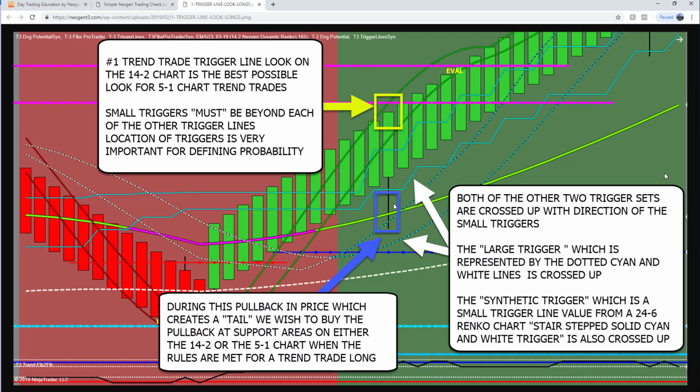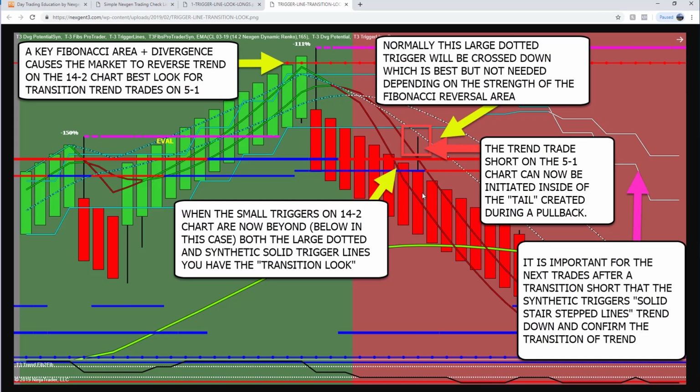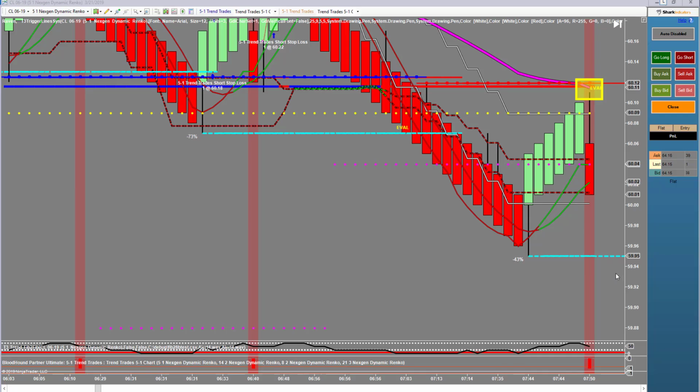The 14-2 chart has a really strong trigger up, or the 14-2 chart has a strong small trigger down transition look. The look is always the same, guys. The small triggers have to be strong up or down on a large chart. And then when the 8-2 chart has this look and this look, you're going to do a trade.